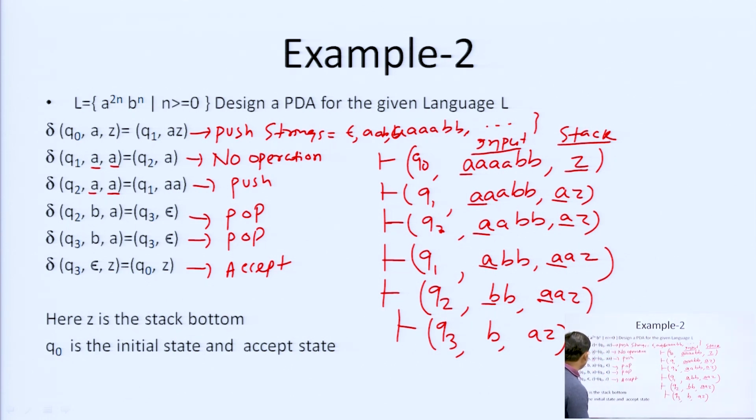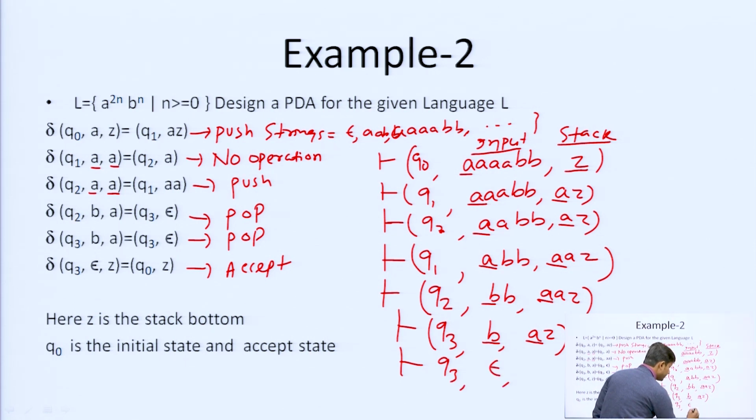Now, see, again you are in Q3. Input is B, stack top is A. Then what do you have to do? Again, A will be popped from the stack. So, here it is Q3, epsilon, and this goes to Q0, the accepted state.